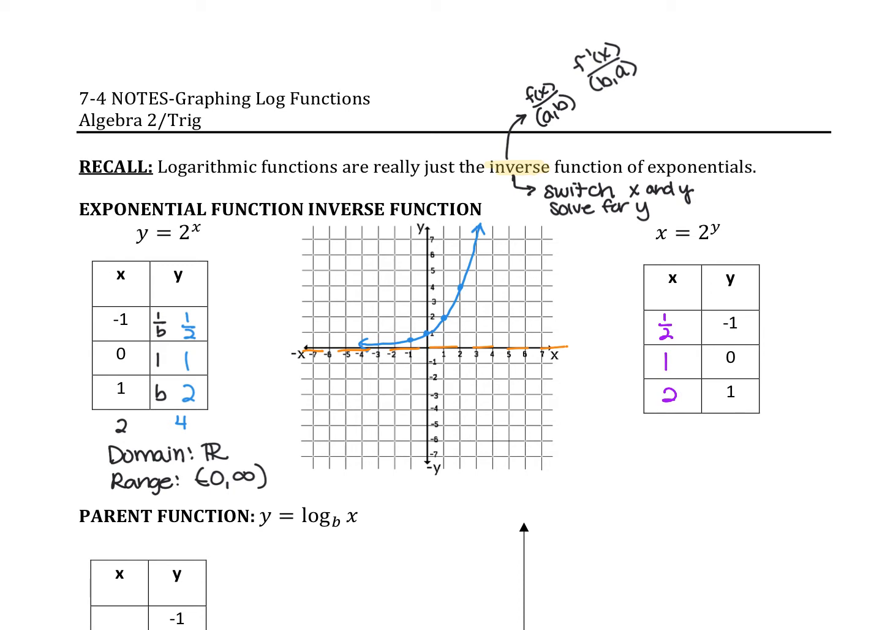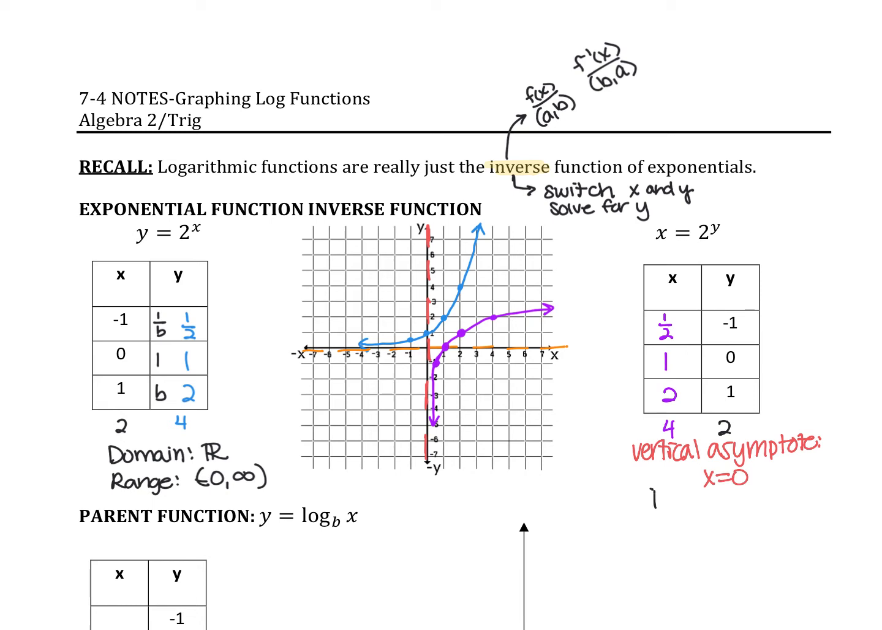And if I plot these points, x is 1/2, y is -1; x is 1, y is 0; x is 2, y is 1. I would even have the point x is 4, y is 2, just like we did over there. And so when I sketch this graph, it looks like this. Now, is there a way I can get a negative number? I cannot use a negative x value. So just like I had a horizontal asymptote for exponential, I am going to have a vertical asymptote for logs. Our vertical asymptote is at x equals 0 for logs.